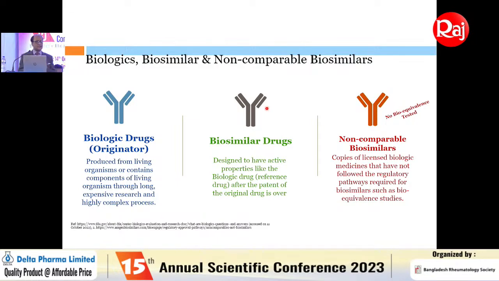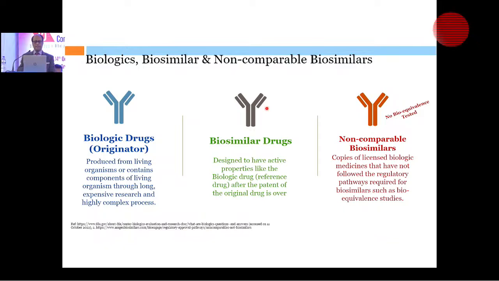Then how to differentiate? I prefer to give an example. Suppose you have purchased a Toyota car, both are Toyota cars, everything is the same, but the color is different, one is red, one is blue. So this is the difference, biosimilar versus biologic. And probably we will have one biosimilar in Bangladesh soon, of adalimumab.